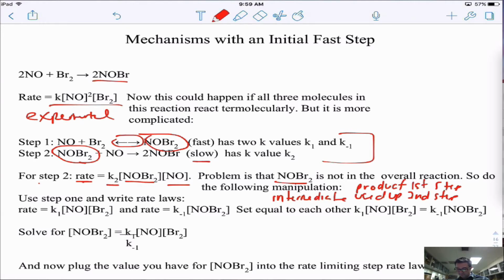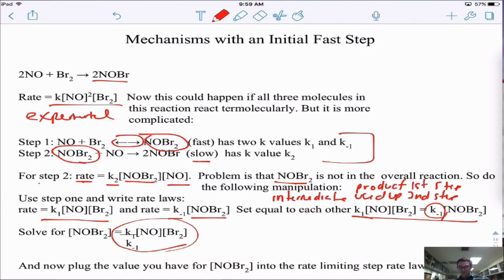And so I can write rate laws for the forward and the reverse. The rate law for the forward looks like this. Take a second to digest that. K1, NO, Br2. And the rate law for the reverse, I use K-1 to show it's reverse, times NOBr2. And then I set them equal to each other because they become equal to each other. So here they are and they're equal to each other. And then all I do is I isolate the NOBr2 term. So I just divide both sides by K-1 and I get this.